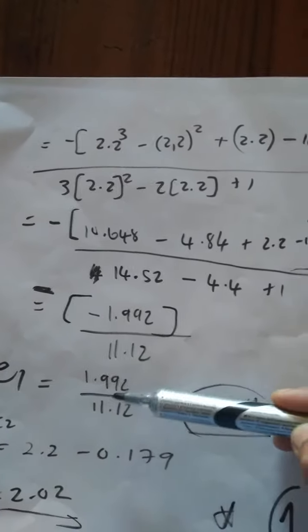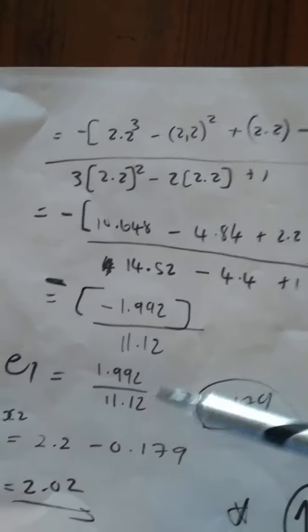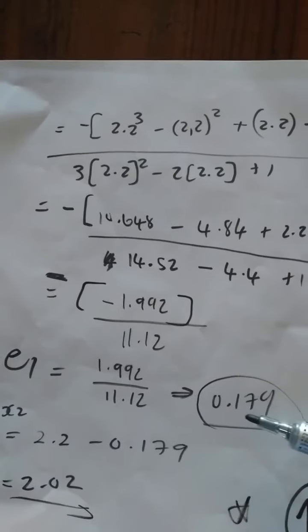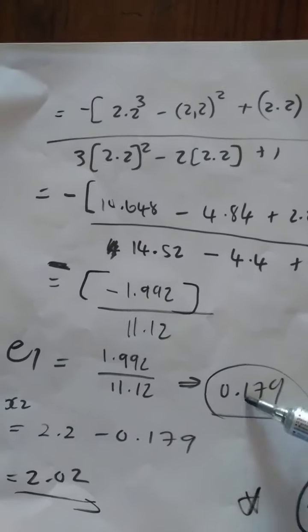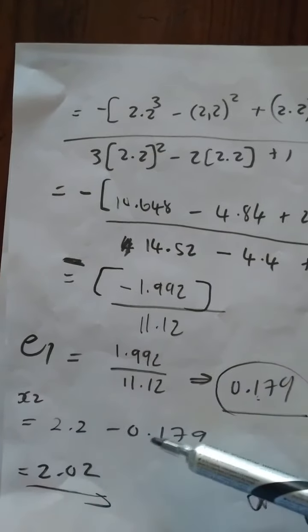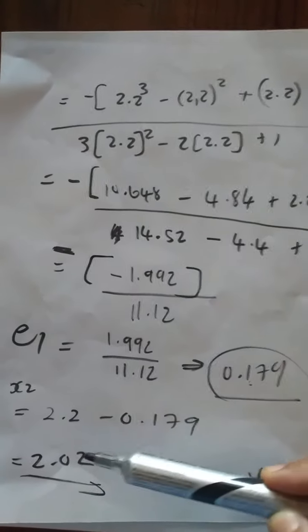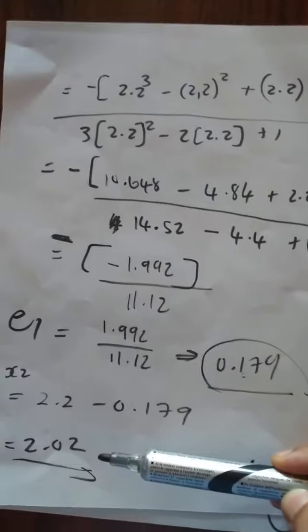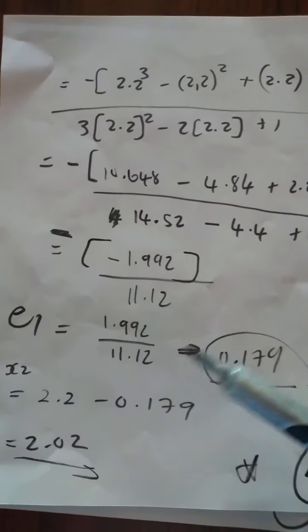And in the bottom part, you have 11.12. Your final answer for E1 is 0.179. So when you substitute this value back, 2.2 minus 0.179, you should get 2.02. Your memo gave a wrong answer. Your memo made a mistake.